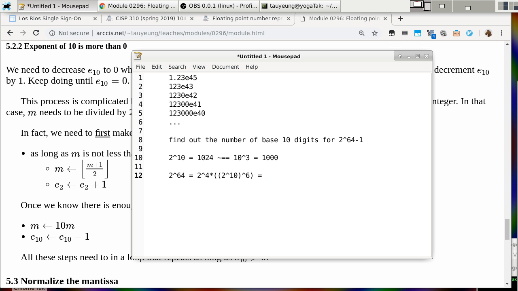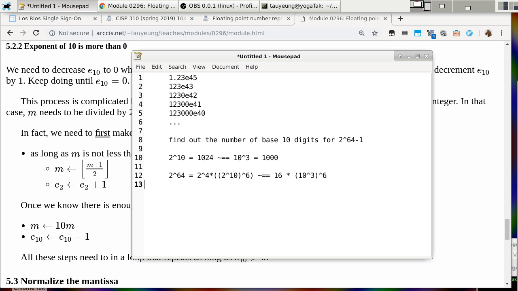So what I do now is to say, okay, I'm going to re-estimate this, okay? So the tilde equal is just approximately. So it's approximately 16, which is 2 to the power of 4, times, in this case, I would say 10 to the power of 3, which is 1,000, and that thing raised to the power of 6. So all I'm doing here is really substituting 2 to the power of 10 with 10 to the power of 3, which is a very quick way to do an estimate, okay?